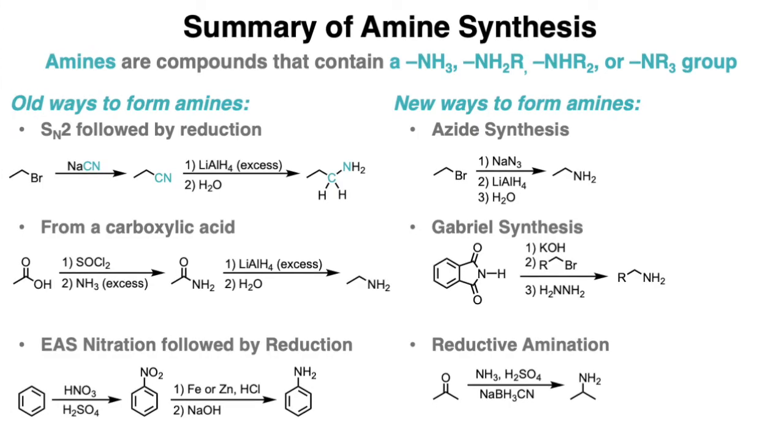So in summary, there are a total of 6 ways to form amines. Some ways that you've learned in the past are an SN2 reaction followed by reduction, formation of an amine from a carboxylic acid, and nitration followed by reduction. And new ways to form amines are via azide synthesis, Gabriel synthesis, or reductive amination.